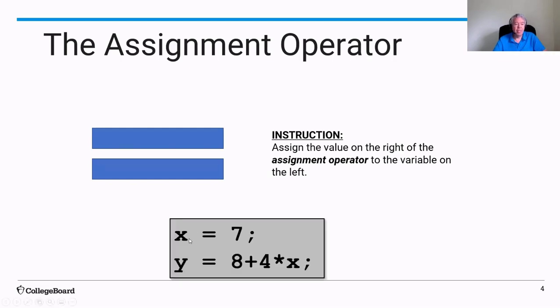So an example would be x equals 7. I can say that I want to take the literal value 7 and assign it to x. So x will now have a value of 7. I can take 8 plus 4 times the value of x, which in this case is 7. I can do a calculation, and because this evaluates down to a specific value, I can take that value and store it to y. So that's what our assignment operator does. Again, I'm not asking if those two things are equal. I'm providing a specific instruction to take this one value and put it into this variable.